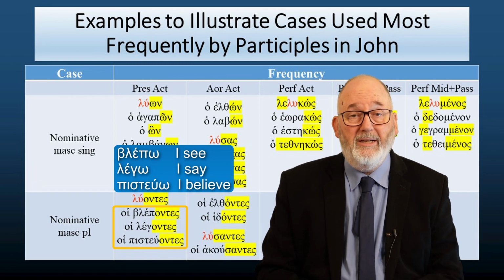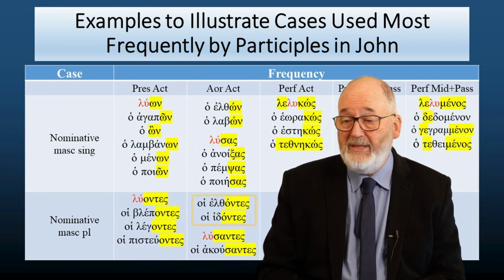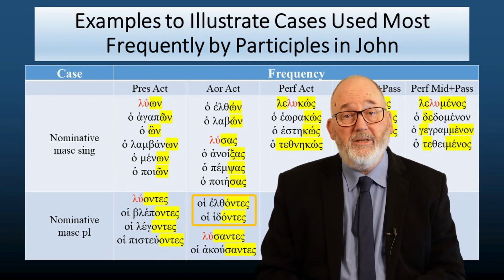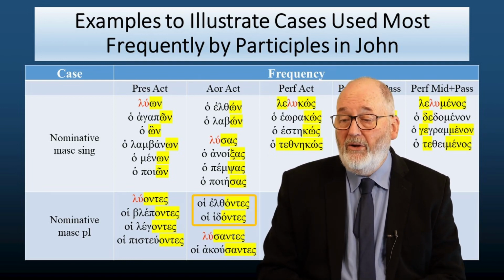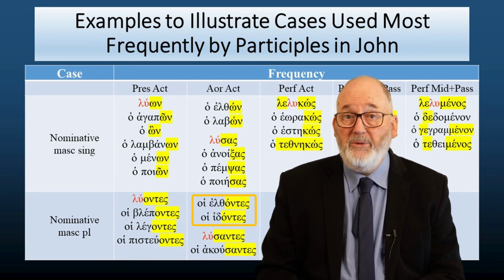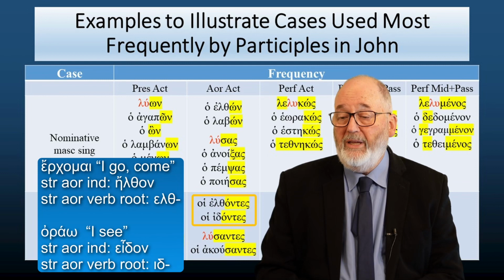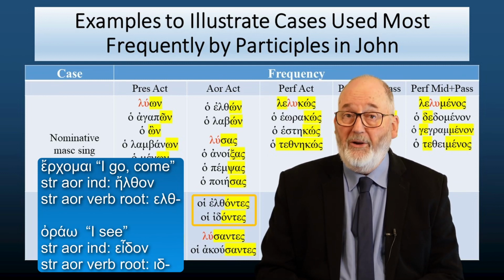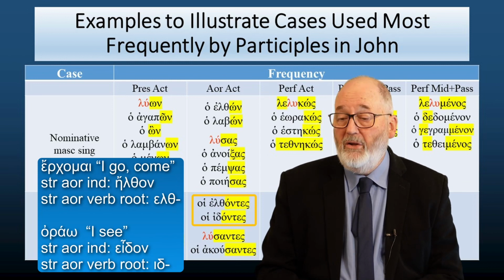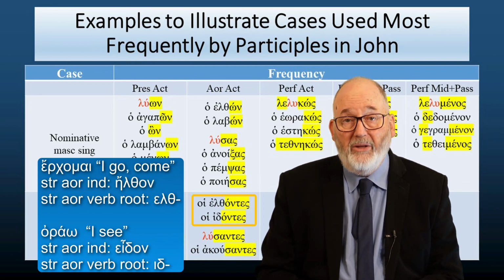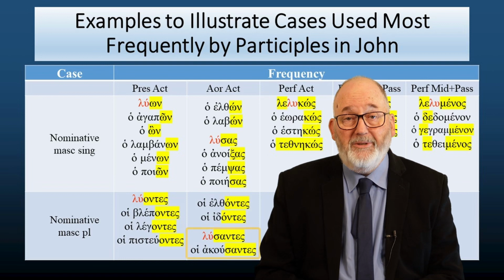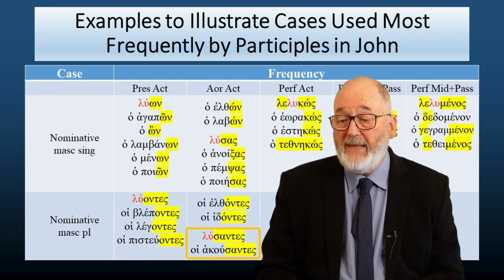From pisteuo, I believe, and lego, I say. And the aorist tense, quite similarly, we've got some strong aorists there. Hoi elthontes, those who are following, from erchomai, which has a strong aorist, elthon. We have idontes from horao, which has a strong aorist, idon. And hoi idontes is those who see. The nominative plural weak aorist is lusantes.